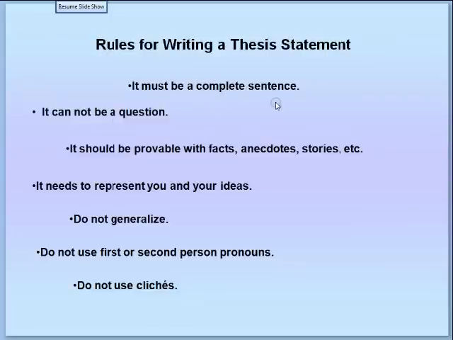So if you just look at some of the rules for writing a thesis, it's kind of the same thing that I just talked about in the formal definition, but it's a complete sentence, not 2 or 3 sentences, just one. It cannot be a question. It should be able to be proved with facts that you're going to have in your research paper to follow. It needs to represent you and your ideas. So basically, it needs to have your opinion in it. Do not generalize. Do not use first or second person pronouns. And do not use cliches.